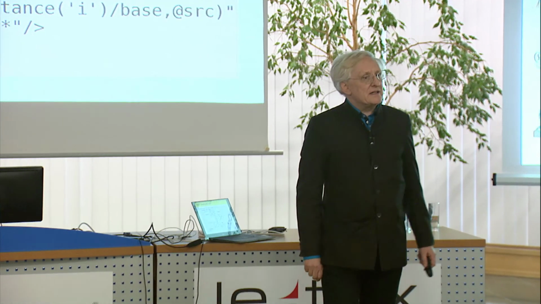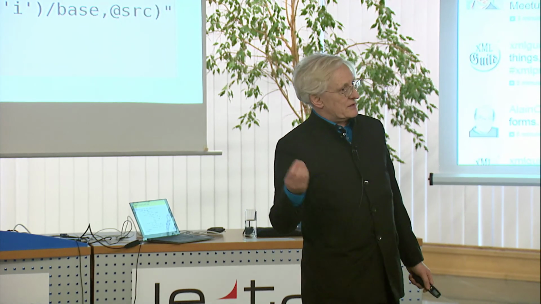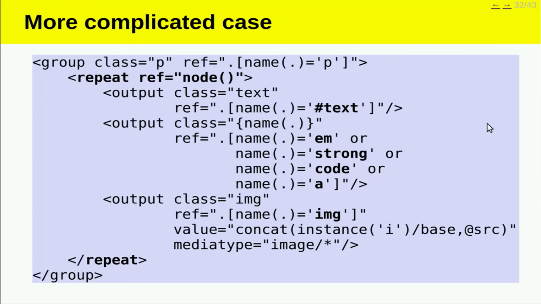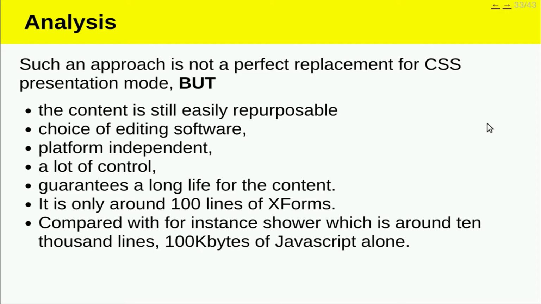A more complicated case is where you've got an element that's got mixed content, like a P, but luckily there's an XPath selector for that, a node which then selects all the nodes within the element. And so if it's just a text, then I just output that text with a class for that, and so on for EM, strong, code, A, image, and so on.